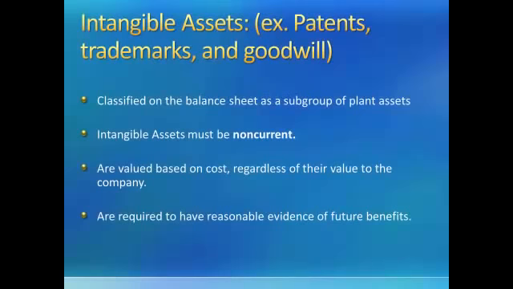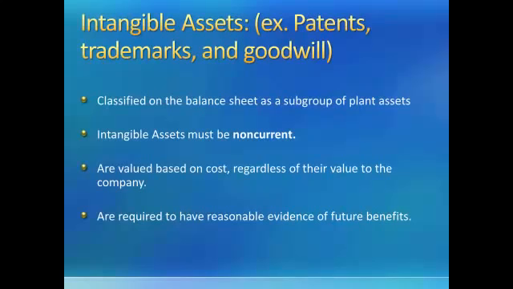We know from our introductory plant asset module that intangible assets lack physical substance and they must be classified as non-current assets. They're classified on the balance sheet as a subgroup of plant assets. They're valued based on cost, regardless of their market value to the company. In order to include an intangible asset on the balance sheet, there must be reasonable evidence of future benefit. That's consistent with our definition of asset, which is probable future economic benefit.